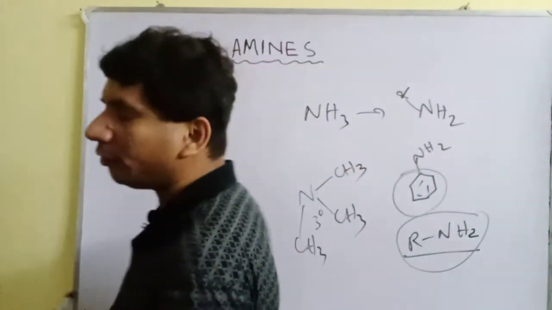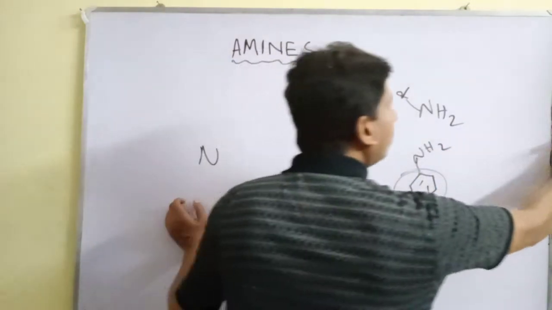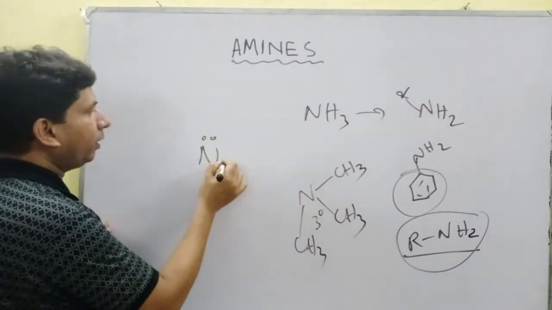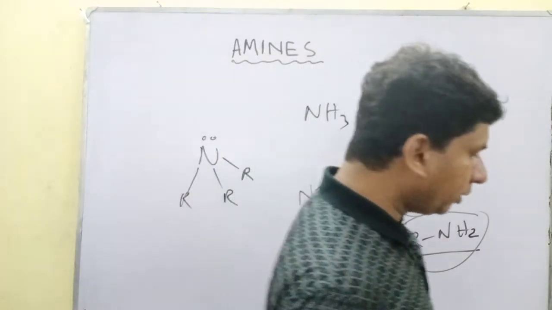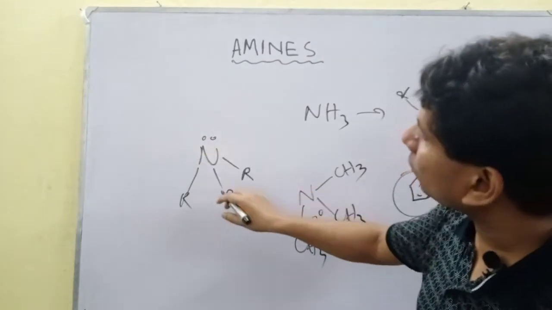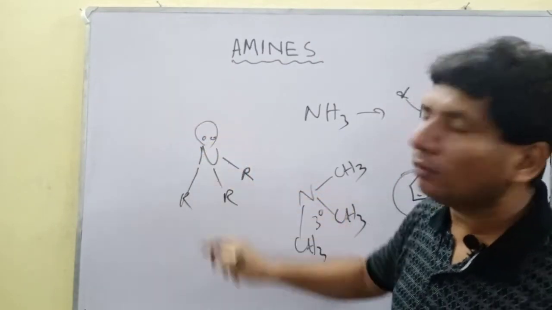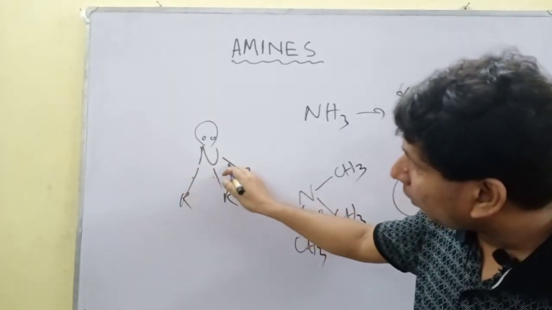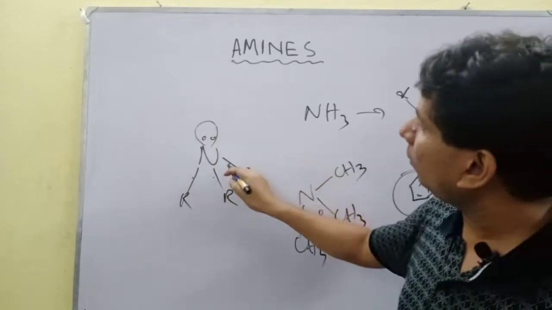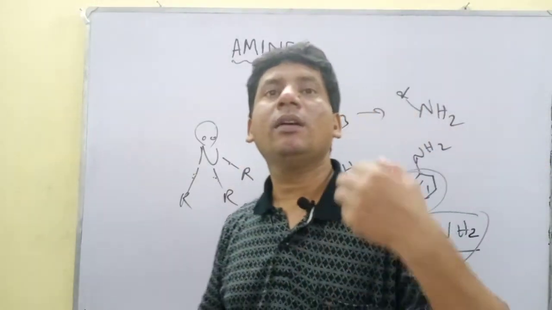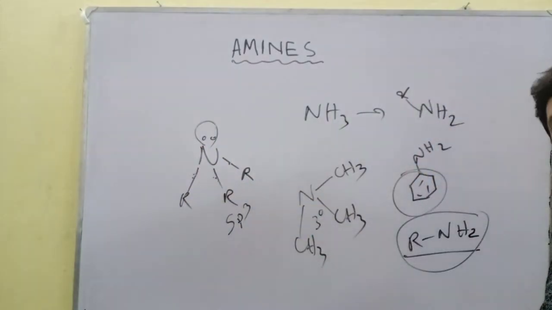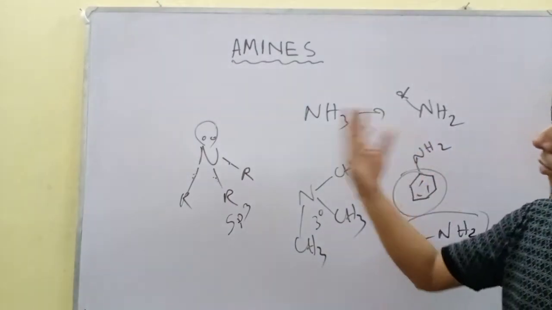Nitrogen contains 5 electrons in its outermost shell. That means there is a lone pair, and there is R. There are three bond pairs and a lone pair, so one s orbital and two p orbitals give sp3 hybridized orbitals. Ammonia and trimethylamine, or a 3 degree amine, are always sp3, because there are 3 bond pairs and 1 lone pair.